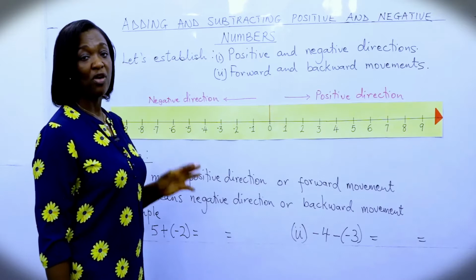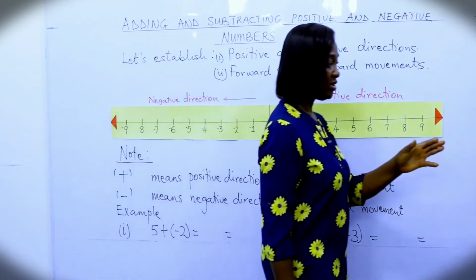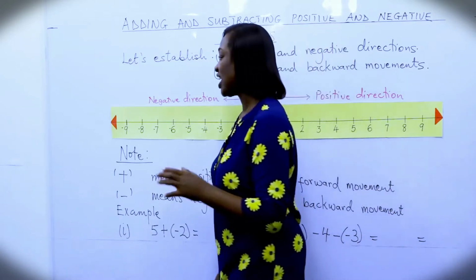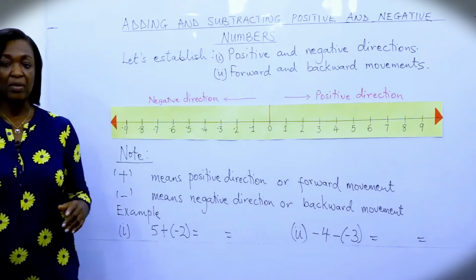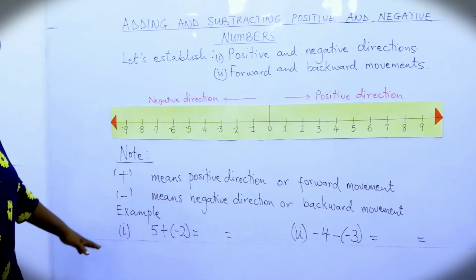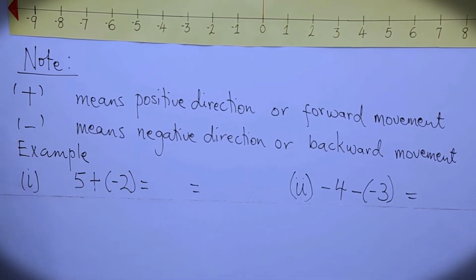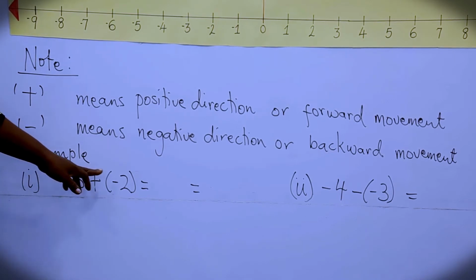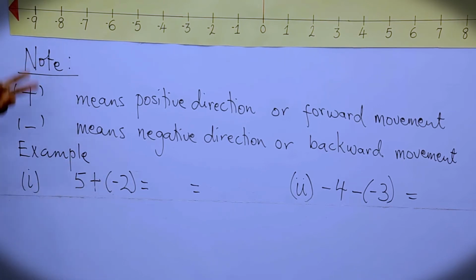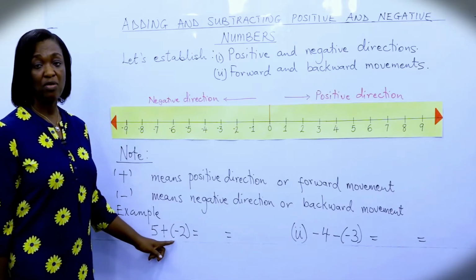So you can actually move forward in any direction. If you face the positive direction and you're going forward. It is also possible to face the negative direction and go forward. What does that mean? So for example, example 1, 5 plus minus 2. The positive sign here would mean a positive direction, and the negative sign here would mean a backward movement. So when you have two signs, one is talking about direction and the other is talking about movement.